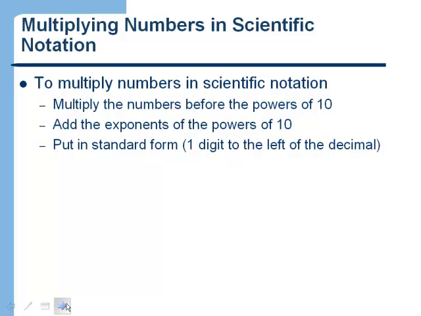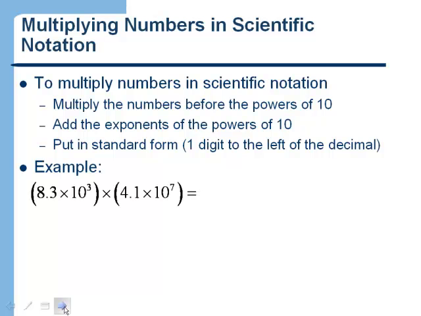The next thing we want to look at is how do I do mathematical operations when I have numbers in scientific notation. The first one we want to look at is how to multiply numbers in scientific notation. And so we've got to do three things. We have to multiply the numbers before the powers of 10. We add the exponents of the powers of 10. And then we have to put it in standard form if it doesn't end up in standard form. And the standard form for scientific notation is simply you should only have one digit to the left of the decimal. So let me show you how this works.